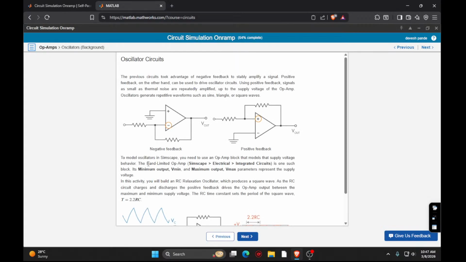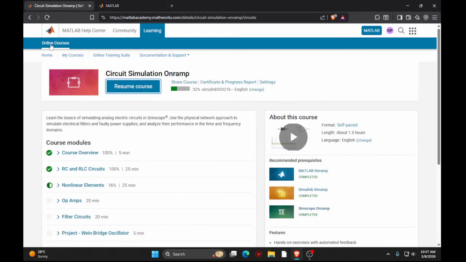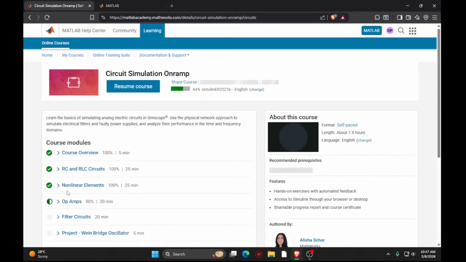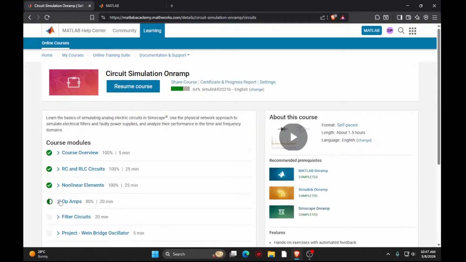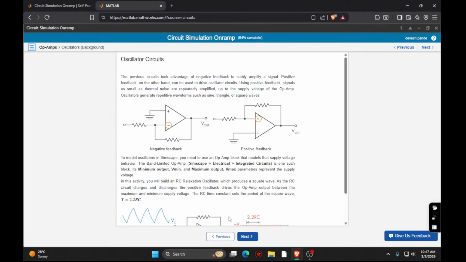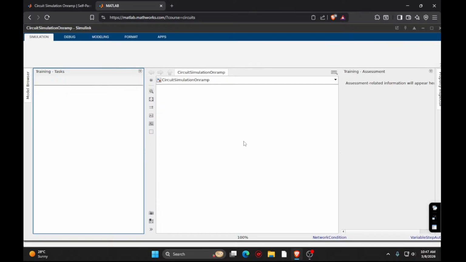Oscillating circuit. Now we have reached the oscillating circuit. We have to design the oscillators. I think I have completed the non-linear part and the op-amp part. Then there will be filter and project. I will complete up to filter, and for project we will go and see it in the next video.